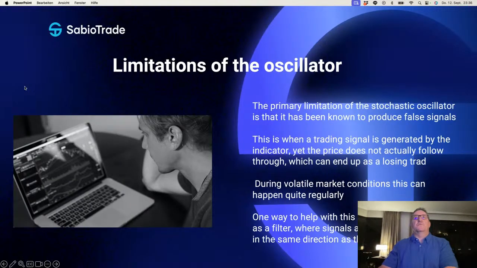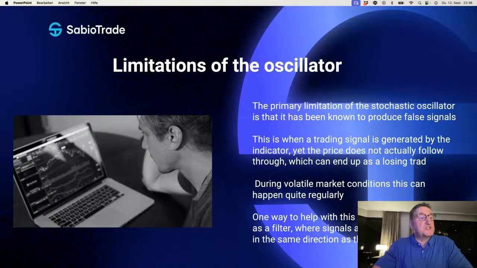Okay, so what are the limitations of our oscillator? The primary limitation of the stochastic oscillator is that it has been known to produce false signals. Yeah, what we saw now in the market. This is when a trading signal is generated by the indicator, but the price does not actually follow through, which can end up as a losing trade.